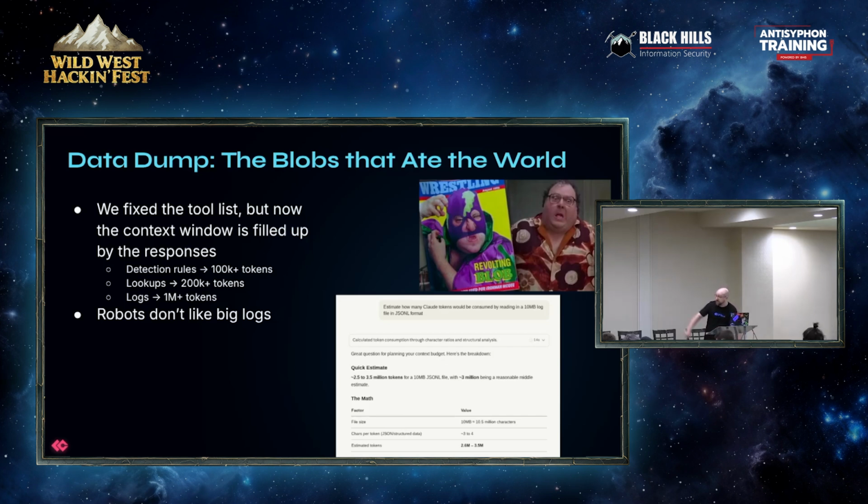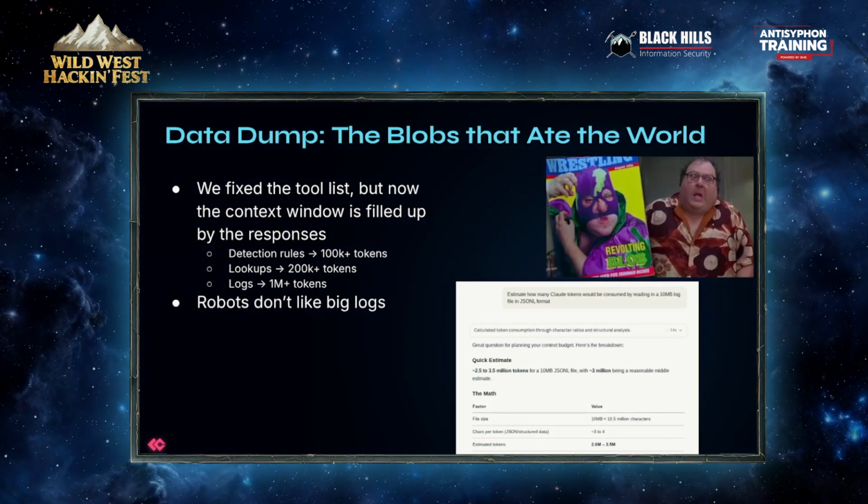You want to read the log file? I will not guarantee the accuracy of this, but I had Claude estimate that. For a 10 meg log file, you're talking about 2.6 to 3.5 million tokens. There's not an AI or LLM out there right now that can handle that. So we had to figure out what to do with it. How do we handle the data? How do we make it available to the LLM and still useful without breaking it?